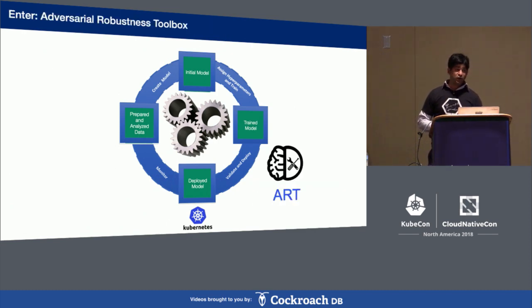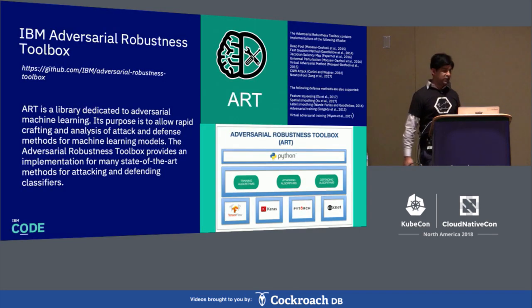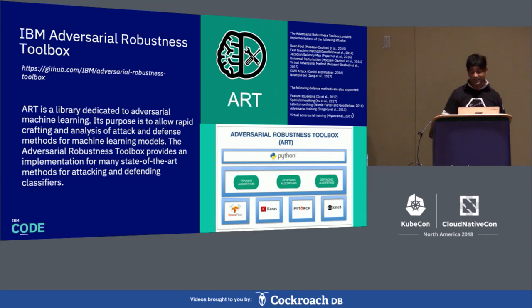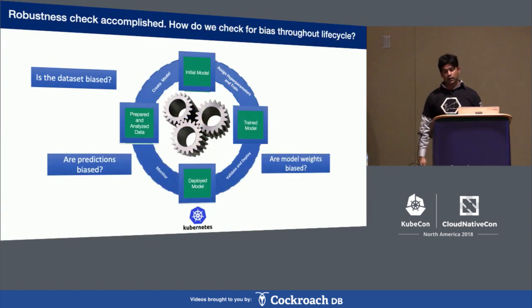For that, we launched a tool in open source again called Adversarial Robustness Toolbox, or ART in short. It's essentially a Python library which has a lot of attack and defense methods implemented out of research papers. So you can point to your models and check for vulnerability. And if vulnerability is found, then you can implement one of the defense mechanisms. That helps you do the robustness check.